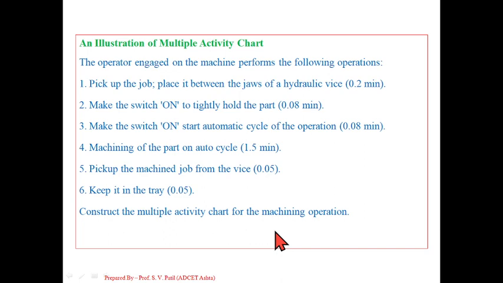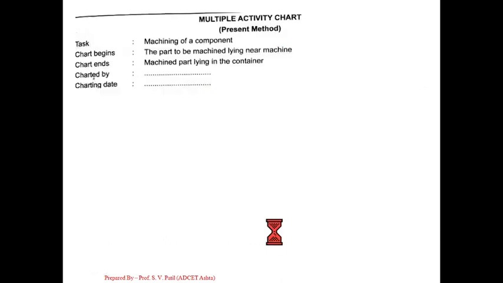We'll start to prepare the chart for the same. Here we are supposed to start with the heading part. At the start we mention the type of chart. This is the multiple activity chart, and that is for the present method. The task is machining of the component. The chart begins with the part to be machined lying near the machine. Chart ends with the machined part lying in the container. Then the name of the person who has prepared the chart, charted by, and the date of charting.